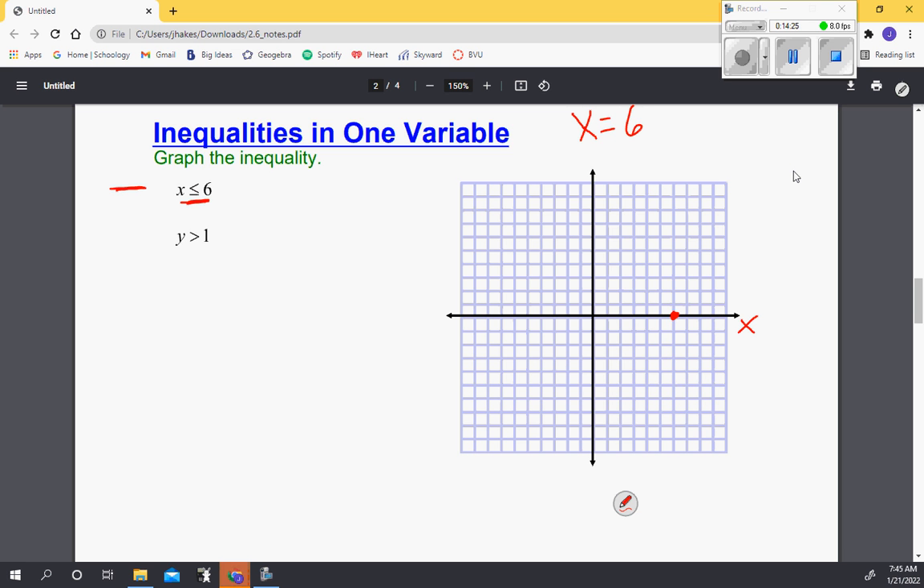Look at our sign in the middle. Okay, that's a less than or equal to sign. When we have an equal to sign, we have a solid line. So we have to draw a solid line right through 6.